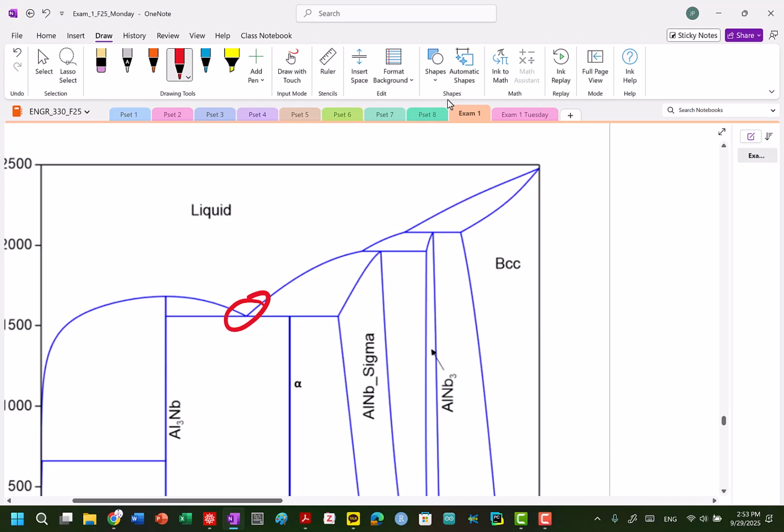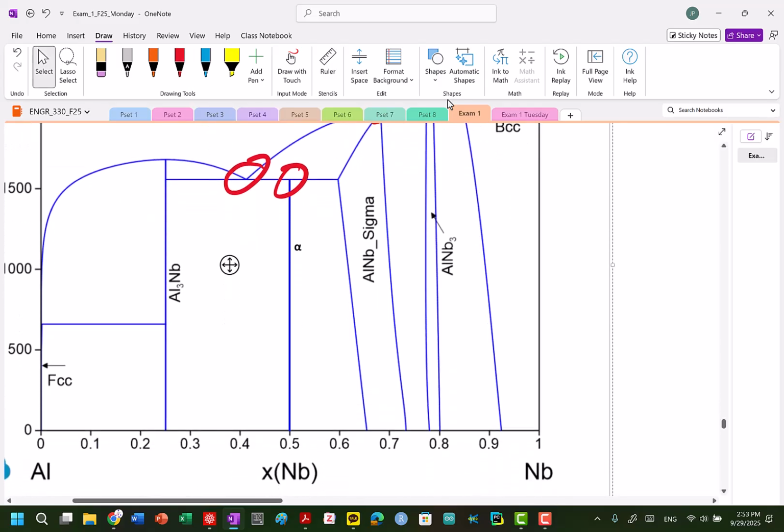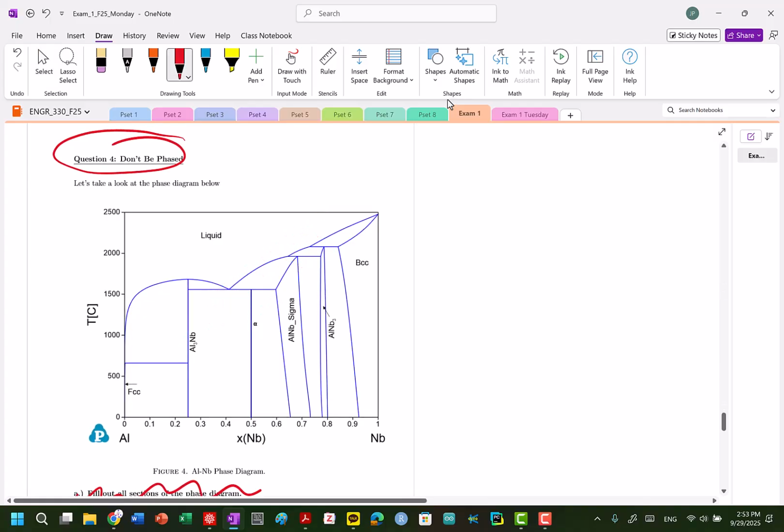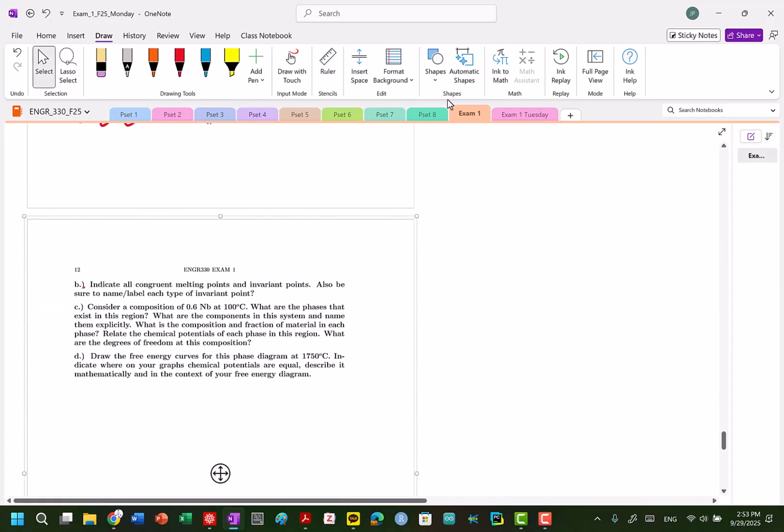Eutectic here, peritectic here, liquid plus solid to a new solid. That's another peritectic because liquid's involved. Peritectic. Anything else? Nope, that's pretty much it. Fantastic. So we've got those done.